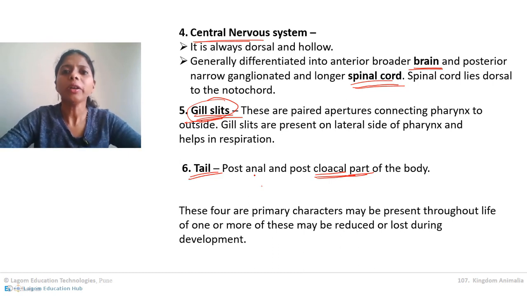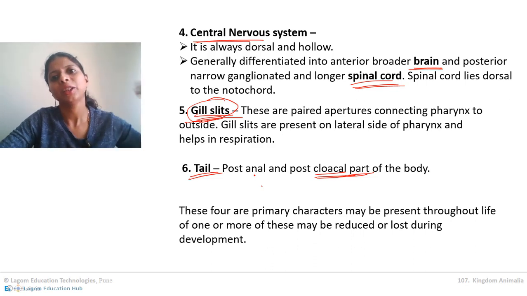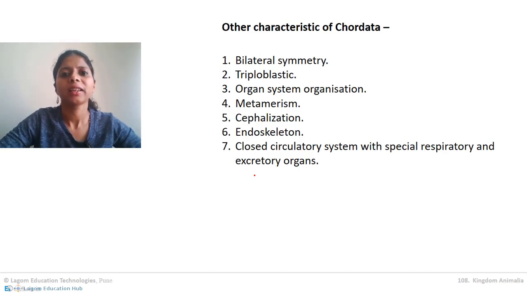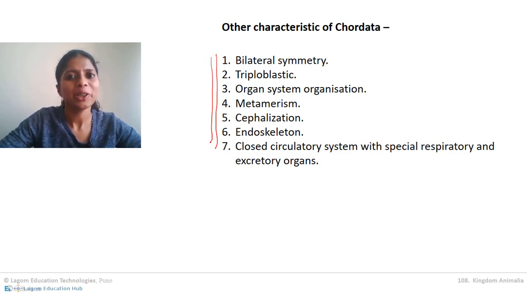Understanding? Now, along with that, chordates have other characteristics which we studied in the previous non-chordates, like bilateral symmetry, triploblastic, organ system organization, metamerism, cephalization, endoskeleton, closed circulatory system. So the meaning of all these terms, I need not explain to you anymore, isn't it? Now you must be expert in understanding all these. What do you mean by triploblastic? What do you mean by organ system organization? How exactly the endoskeleton is and everything, correct?